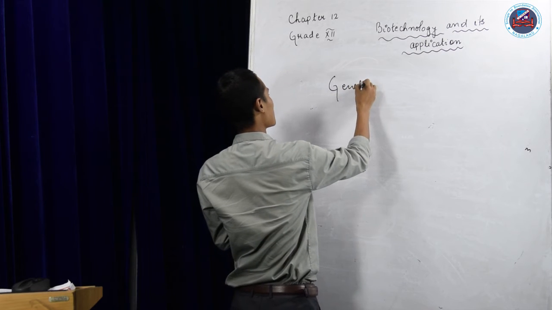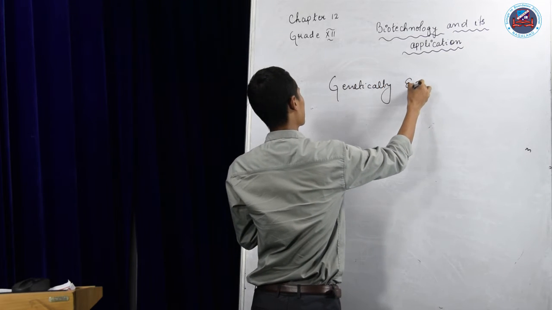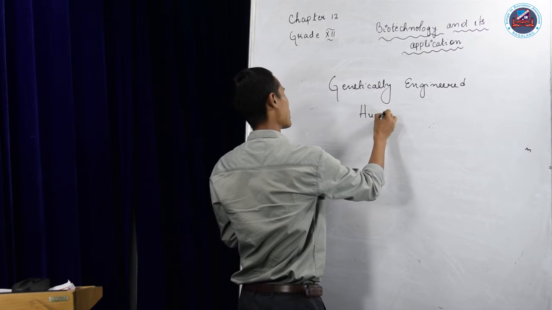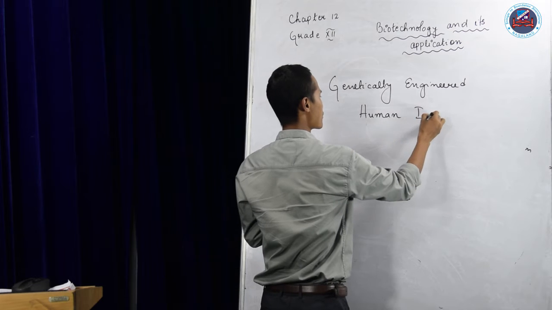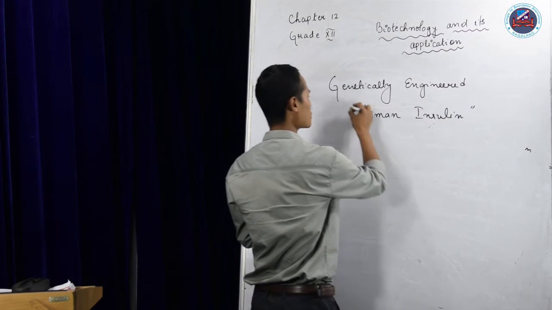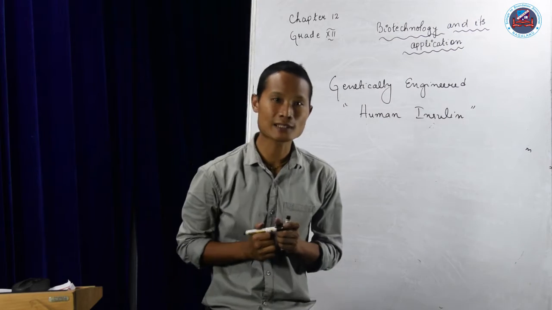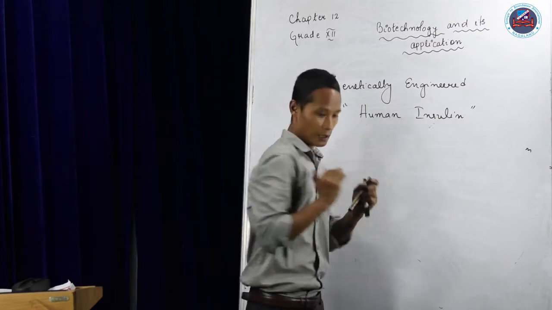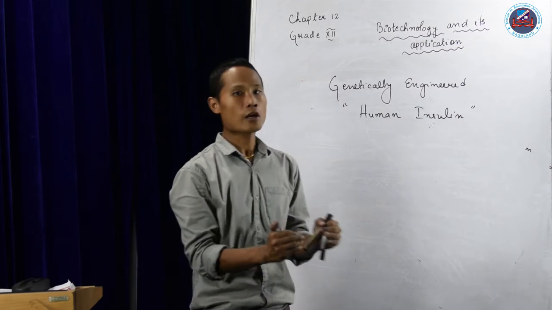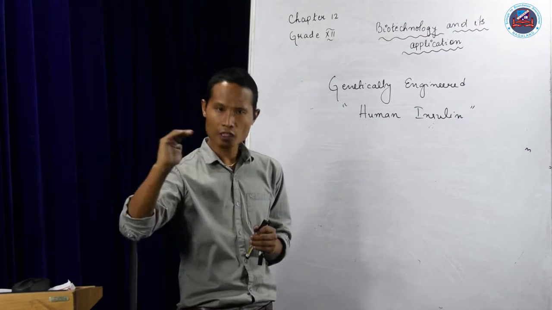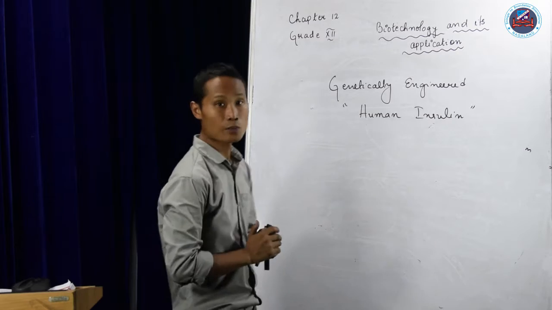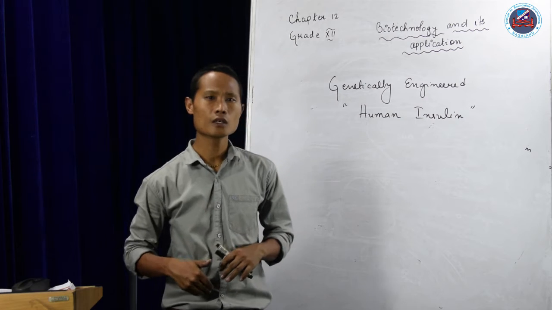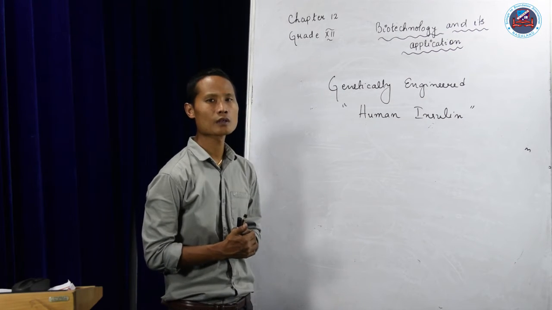Genetically engineered human insulin. I hope you know what insulin is, right? Insulin is a hormone synthesized by the pancreas gland. The pancreas produces insulin, and this insulin is a hormone that is essential for the diabetic patient. If enough insulin is not produced in our human body, we get a disease called diabetes.